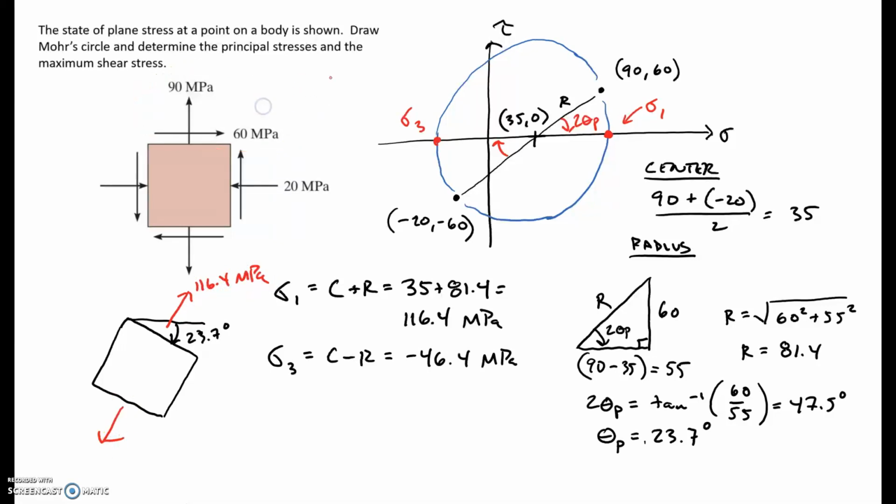The other face, that plotted as the negative 20, negative 60, and when that rotates clockwise, it goes to sigma 3. So when this face rotates clockwise, it ends up being right here. And that was a negative 46.4, or 46.4 in compression. Okay, so that is the state of stress on the principal planes. A little bit more than what they asked for, but that's okay.